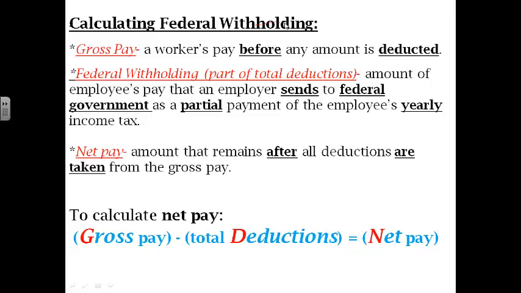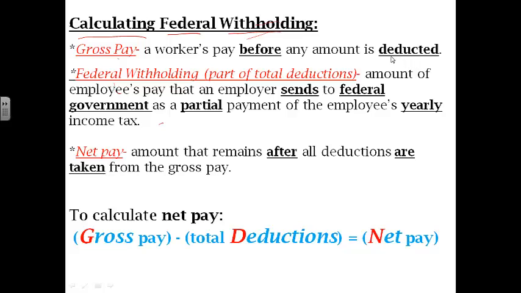Okay, so this whole unit is on calculating federal withholding. Federal withholding is something that the government takes away from you monthly. So, I make an amount monthly for teaching. It's my job. So they take away a percentage each month for a tax. So that's how the federal government makes their money. So let's start off with gross pay. Gross pay is a worker's pay before any amount is deducted.